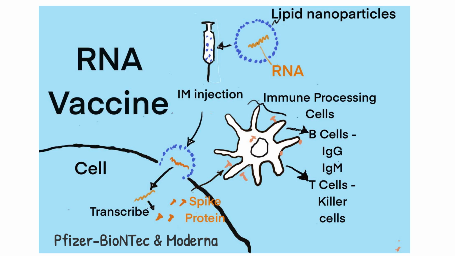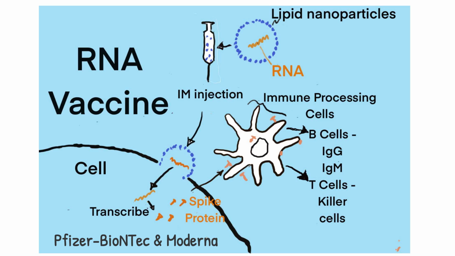Nanoparticles are injected intramuscularly, and then the lipid nanoparticles are taken up by immune processing cells, dendritic cells, and monocytes. Once the RNA enters the cytoplasm of these cells, the message is used to synthesize the spike protein that then migrates to the membrane surface of cells, where B cells are signaled to produce antibodies against the protein, and T lymphocytes are induced to generate cell-mediated killer T cells that destroy the virus.